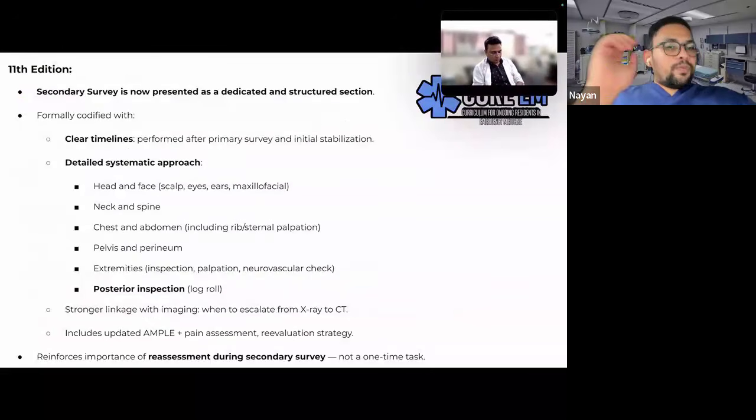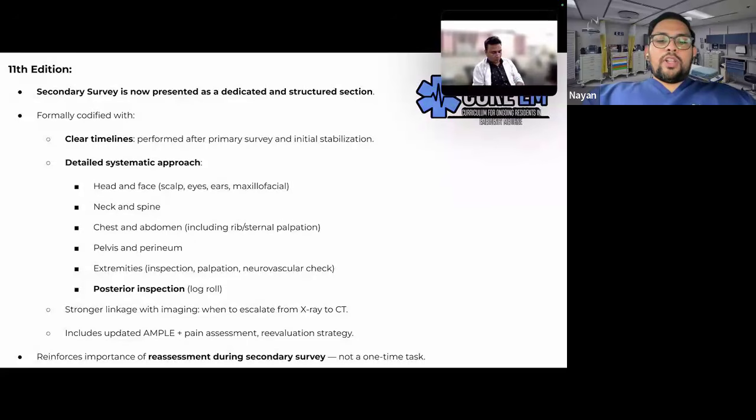Now, it has a very detailed approach like the ITLS guidelines, like head-to-toe examination, and all that. So posterior inspection, log roll is also again emphasized. They mention a modified log roll, but they don't mention how to do that modified log roll. So I don't know what this modified log roll is.